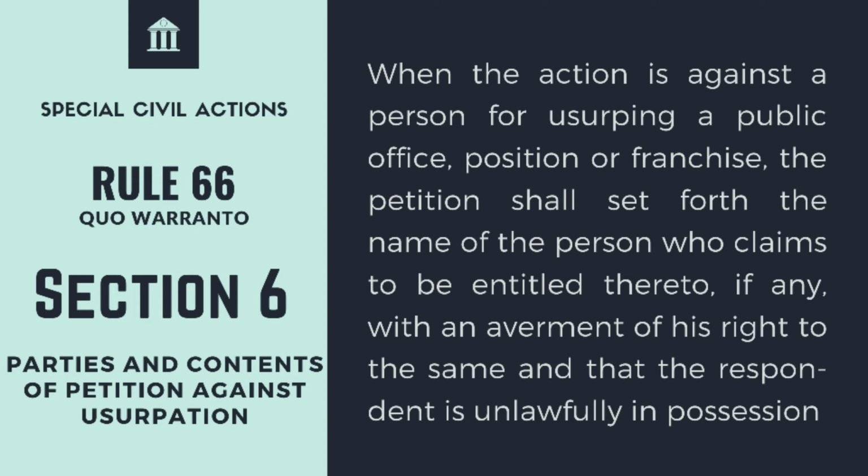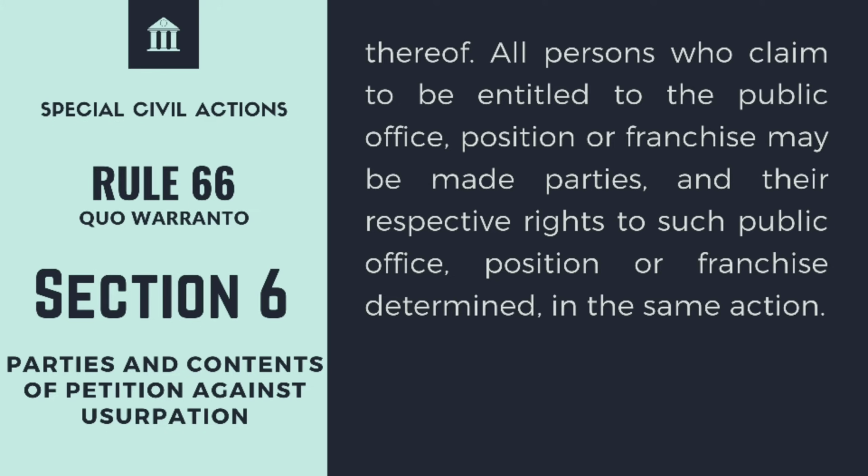Section 6. Parties and contents of petition against usurpation. When the action is against a person for usurping a public office, position or franchise, the petition shall set forth the name of the person who claims to be entitled thereto, if any, with an averment of his right to the same, and that the respondent is unlawfully in possession thereof. All persons who claim to be entitled to the public office, position or franchise may be made parties, and their respective rights to such public office, position or franchise determined in the same action.